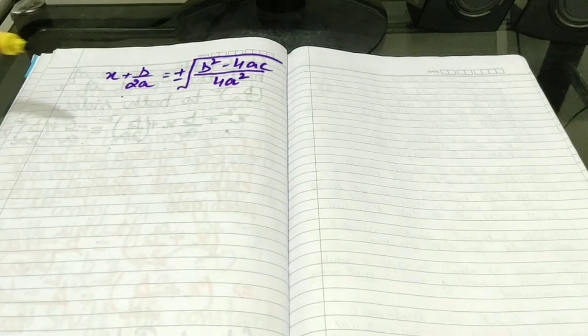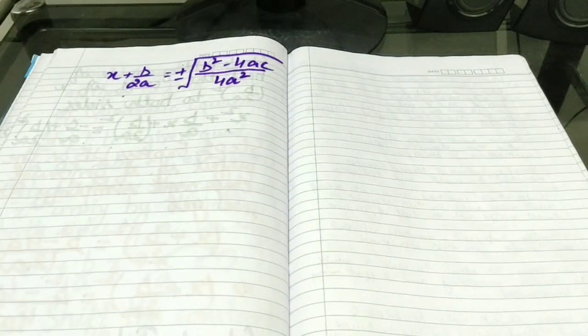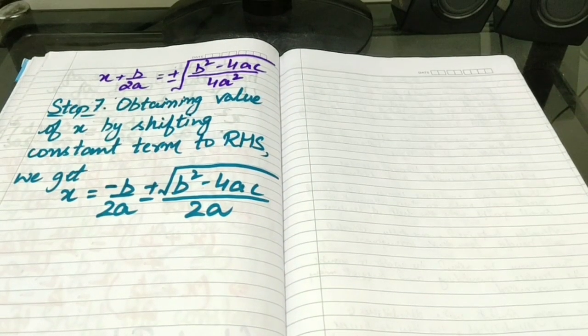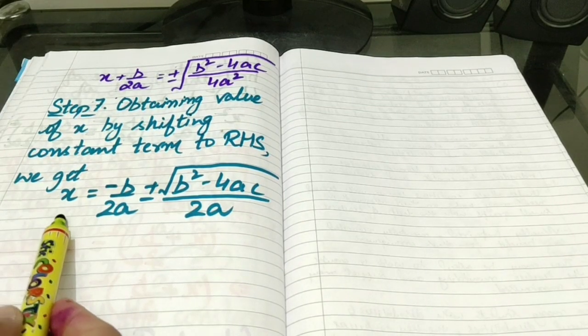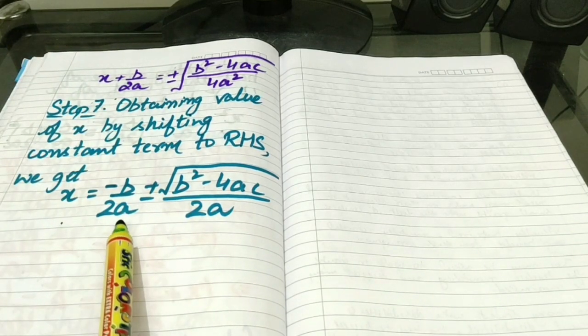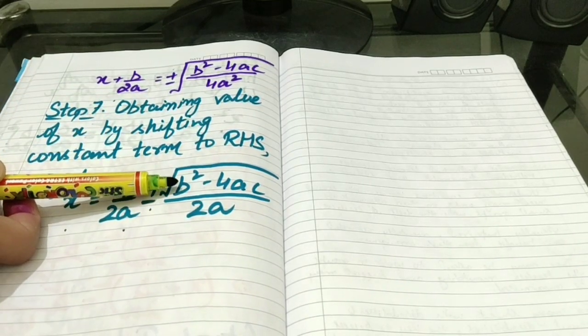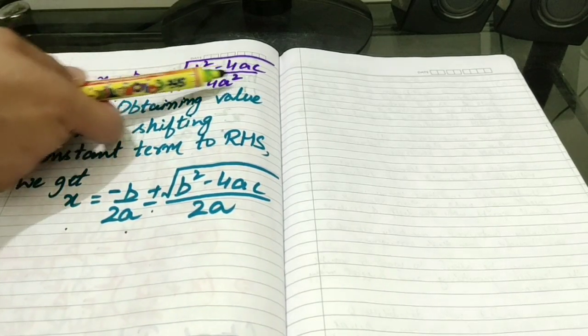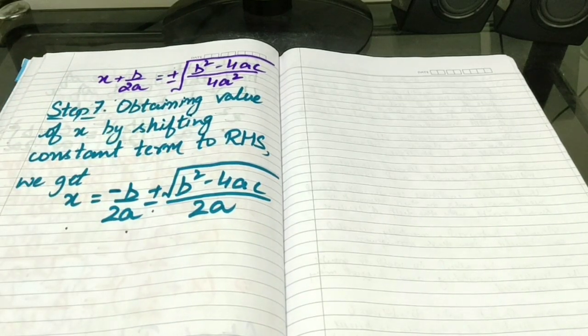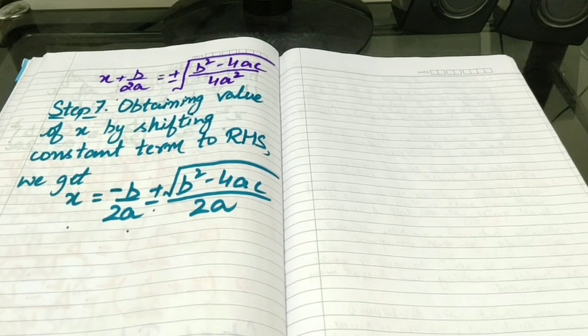In next step we will solve for x. Means we will keep x on left hand side and b upon 2a should be shifted to right side. So by doing this we get x equals to, on shifting b upon 2a to right side, it will become minus b upon 2a plus minus as it is, square root of b square minus 4ac will remain as it is, and for a square the square root will become 2a. That is how we can solve for x and we can get our solution. So students, this is how we can solve the given quadratic equation by using completing the square method.